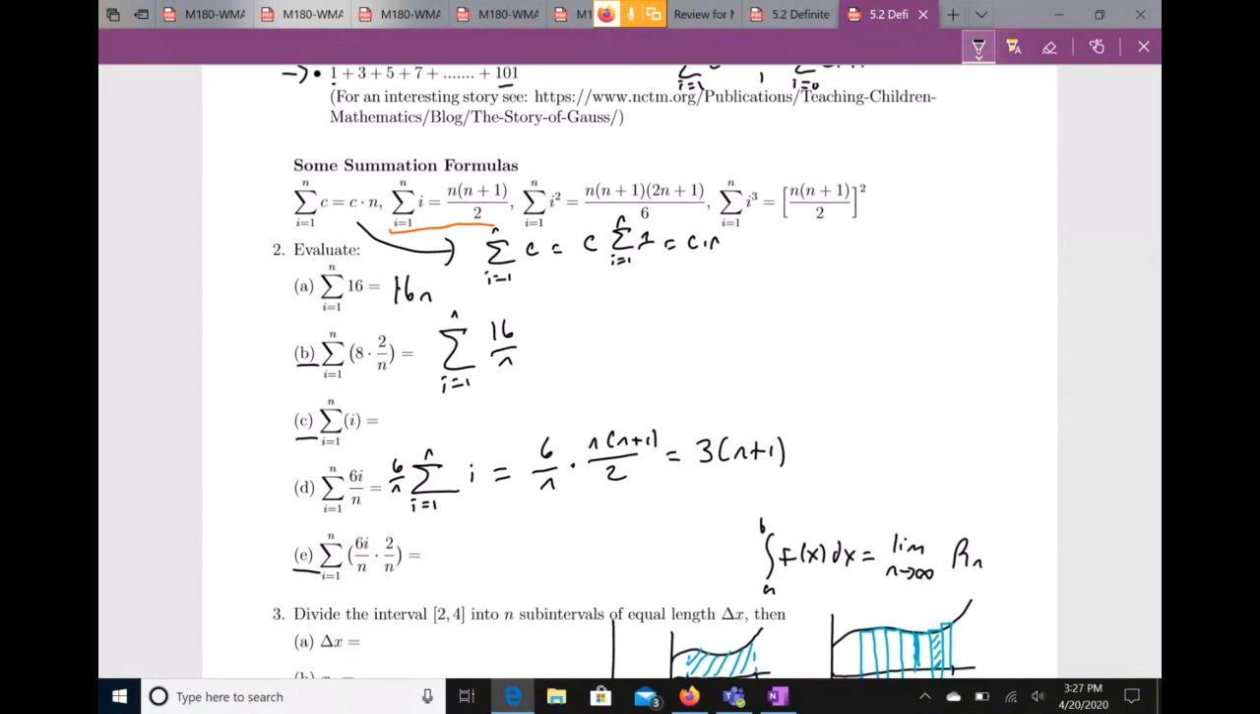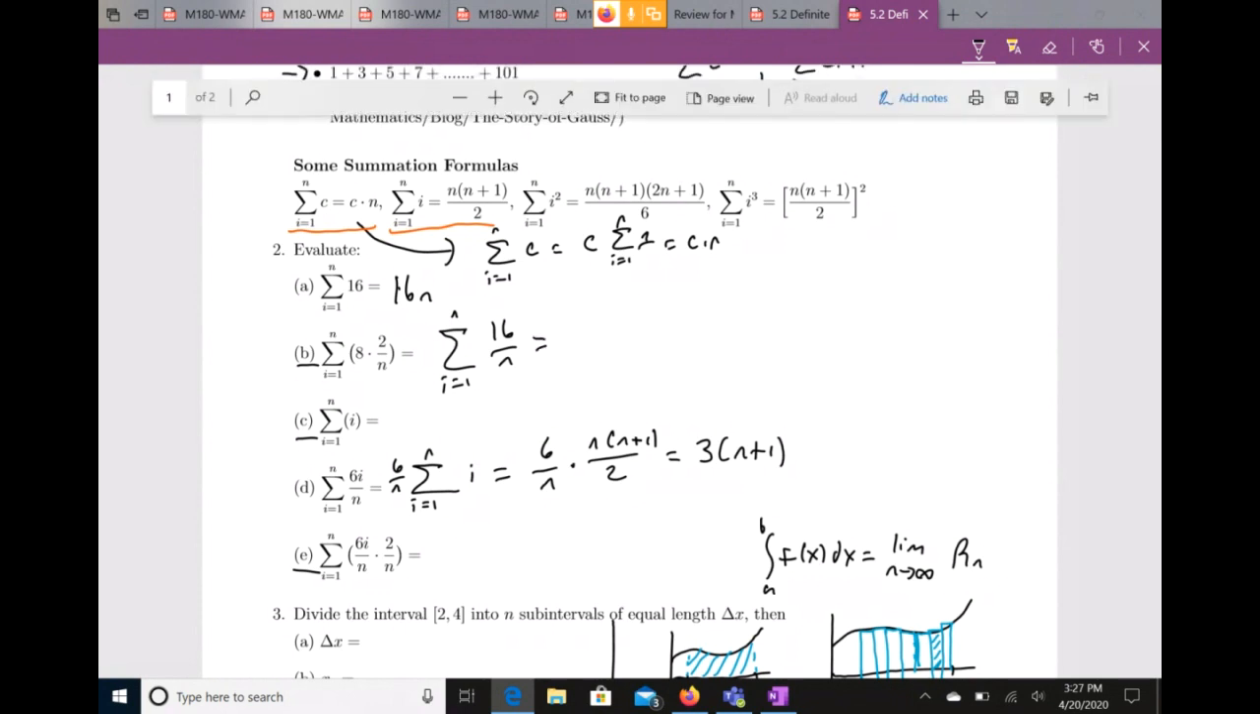And then you're just using this formula. The sum from 1 to n of a constant is just the constant times n. So 16 over n is a constant. So I just get 16 over n times n, or 16.